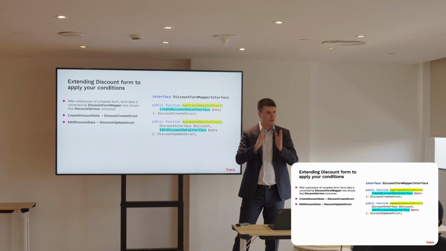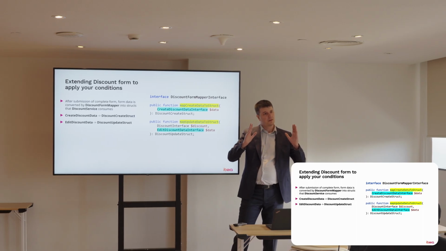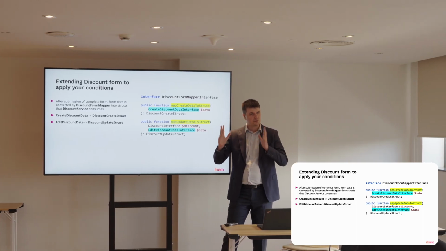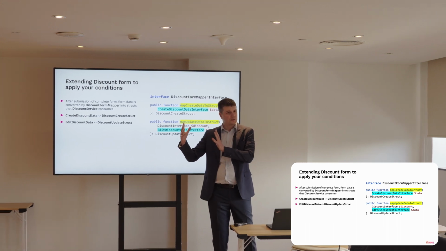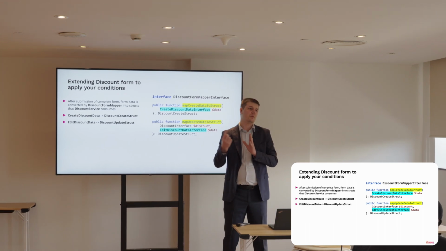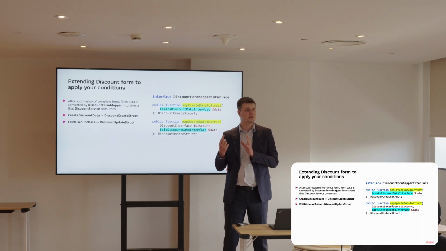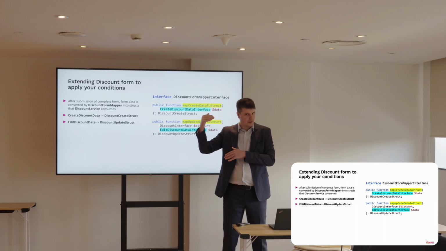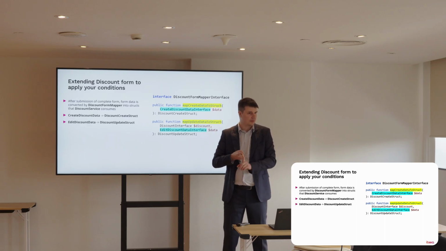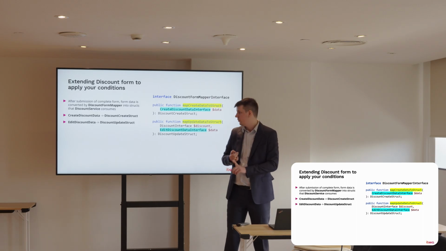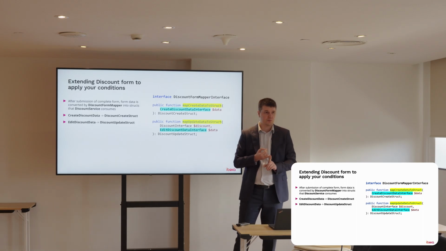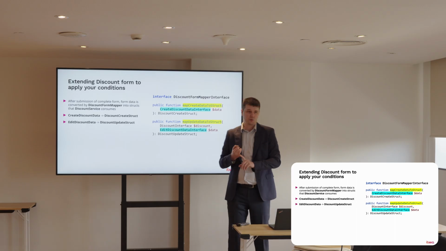So we have form data that we create, that we control, and after that data is submitted by the user, we decide how exactly we want to convert those data structures into basic discount information like name, priority, and so on, but also discount conditions, when a particular discount needs to be applied, and the discount rule.